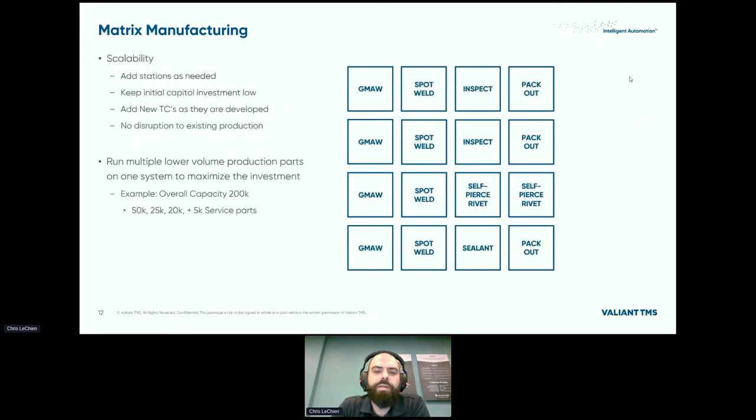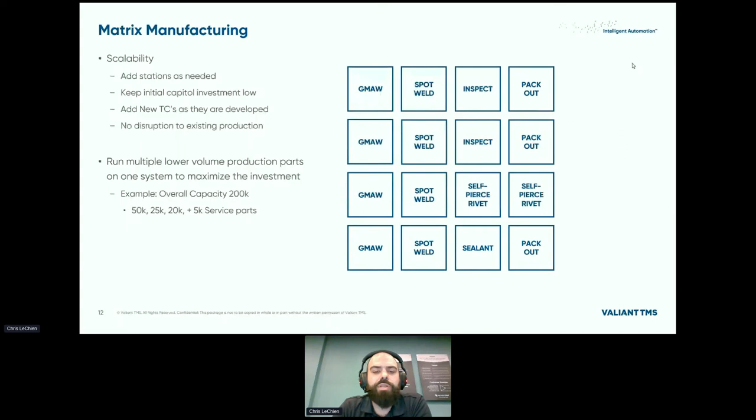But where the big benefit with matrix manufacturing comes in is the overall scalability. So what can happen is, when there's a certain component or a certain part type that needs to be developed, the initial capital investment can be just for the strict number of cells that would be able to meet that production requirement. But then as more part families and more different part types are added, the cells can just be duplicated and added on to add overall capacity.